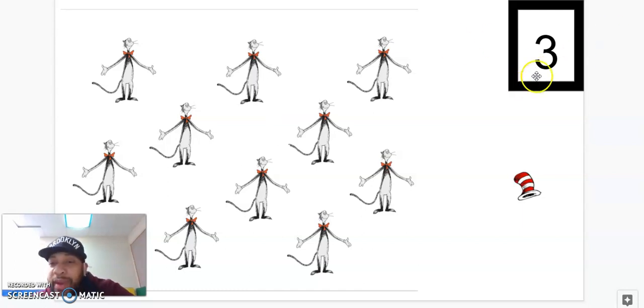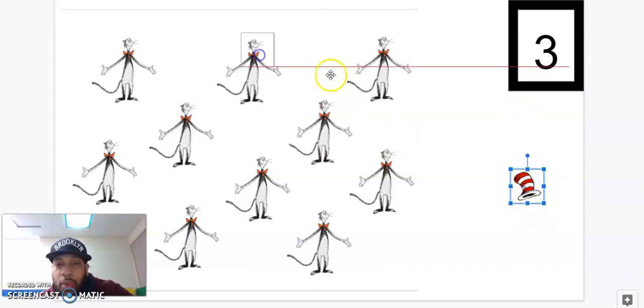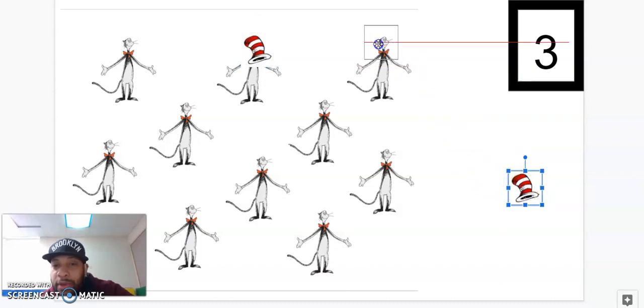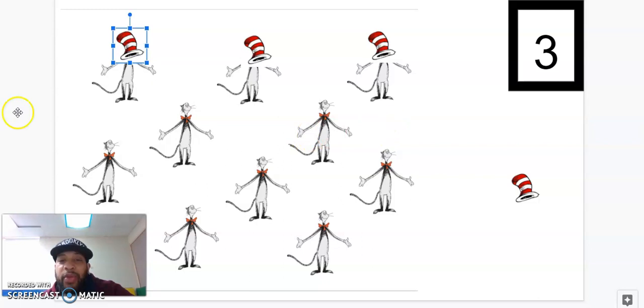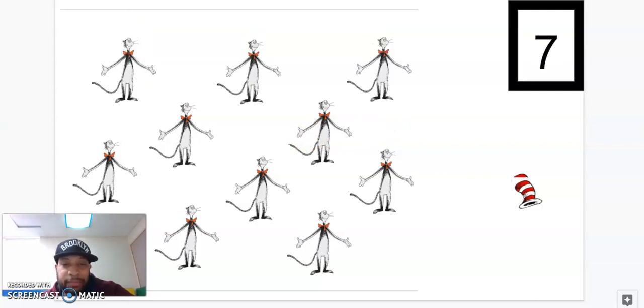So this first number here is the number three. So we need three hats. One, two, three hats. This number is seven. So we're going to count seven hats.